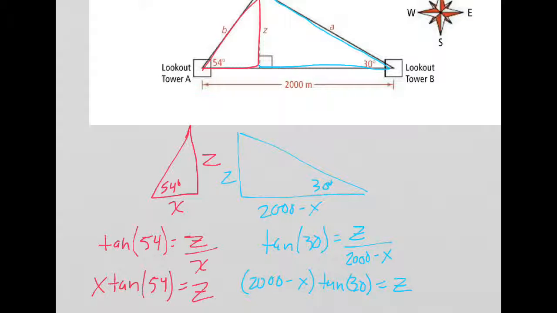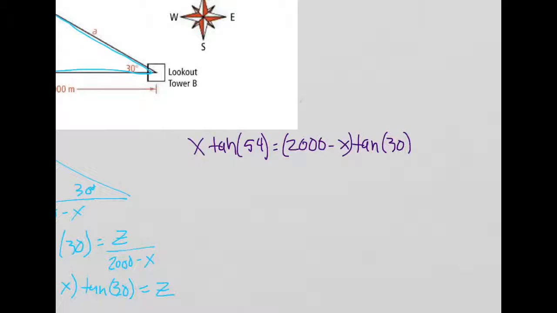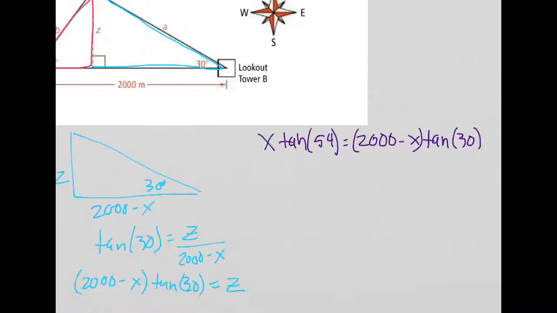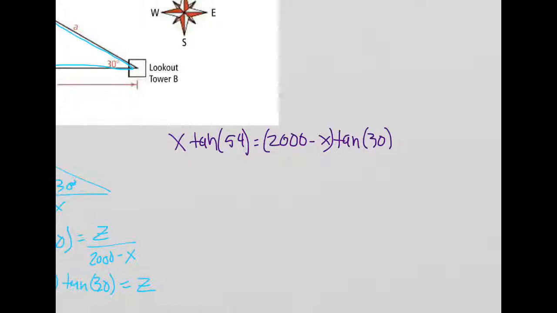Well, now I have two equations that are both equal to Z, so I'm going to set them equal to each other. So now I have one equation: X tan 54 equals (2,000 minus X) times the tangent of 30, and that's just setting the pink and blue equations equal to each other, because they're both equal to Z. But now I have a single equation with just one variable in it, X, and so I can figure out what X is. I am substituting to solve this system of equations. And this is by no means the only way to do it. This is just the way that made sense to me. So that's how I did it.